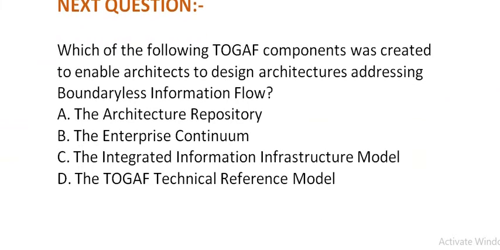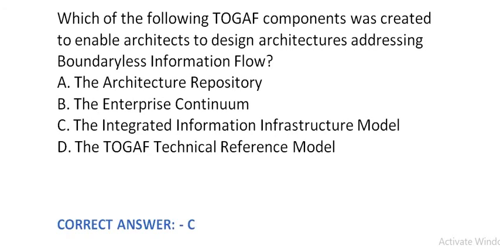The first question is, which of the following TOGAF components was created to enable architects to design architectures addressing boundaryless information flow? And the options are, option A, the architecture repository. Option B, the enterprise continuum. Option C, the integrated information infrastructure model. And option D, the TOGAF technical reference model. And the correct answer is option C.